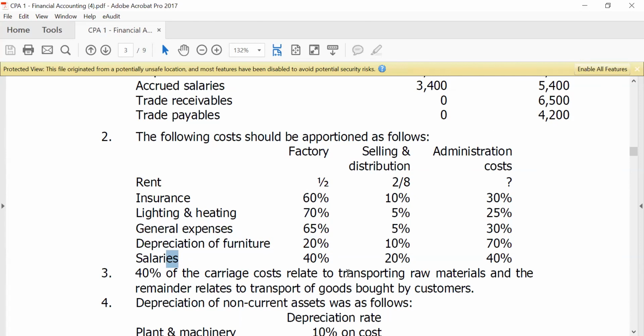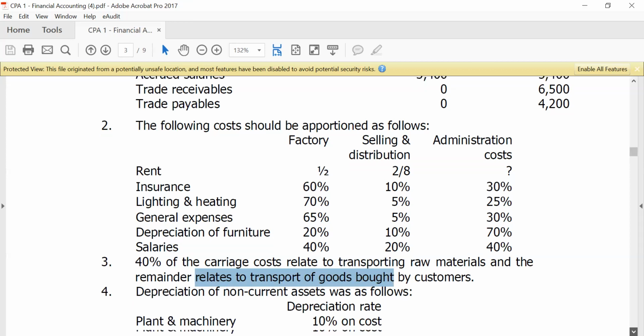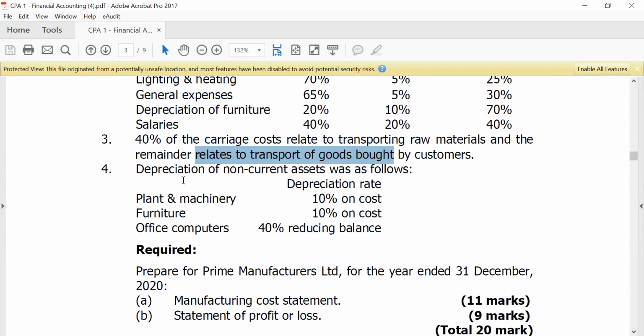also distributed in a similar way. Then they're telling us that 40% of the carriage costs relate to transporting raw materials, and the remainder relates to transport of goods bought by customers. So they go ahead to tell us the depreciation of non-current assets was as follows. Depreciation rate, plant and machinery, we have 10% on cost. Then furniture, we have 10% still on cost. And then we have office computers, we have 40%, reducing balance.